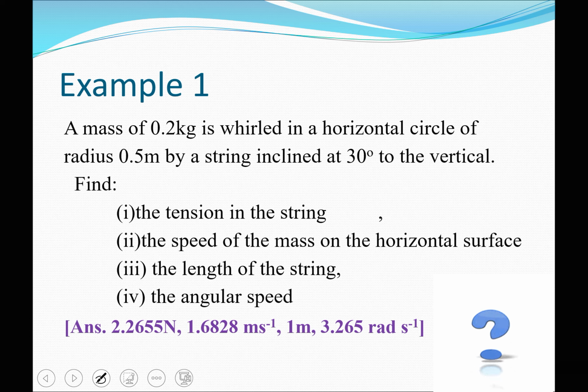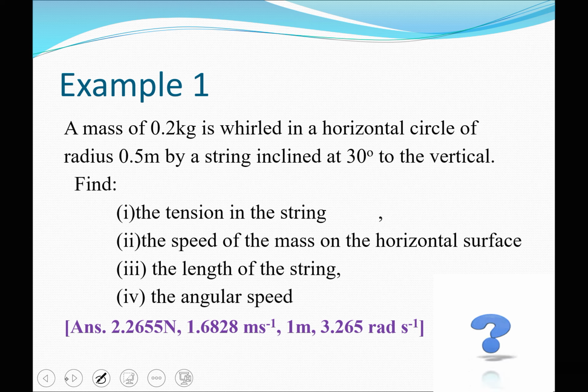So a mass of 0.2 kilograms is whirled in a horizontal circle of radius 0.5 meters by a string inclined at 30 degrees to the vertical. Find the tension in the string, find the speed of the mass on the horizontal surface, the length of the string, the angular speed. Okay.